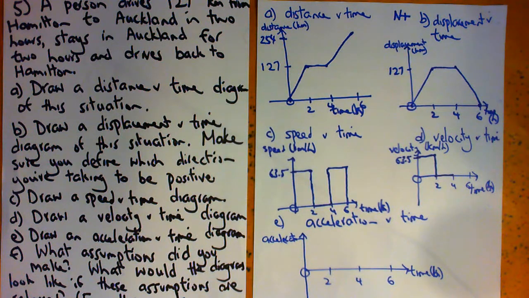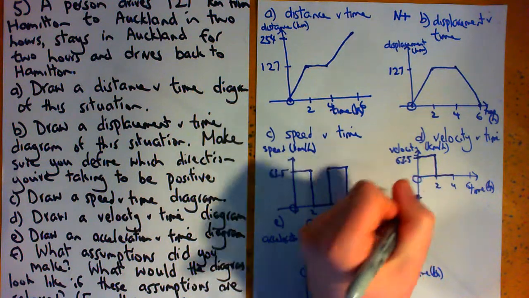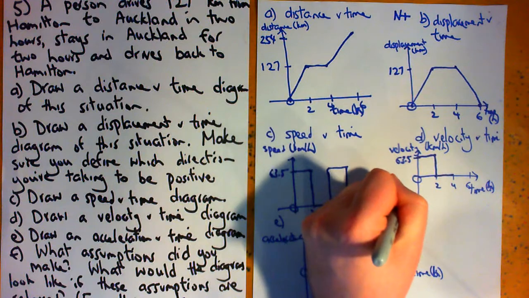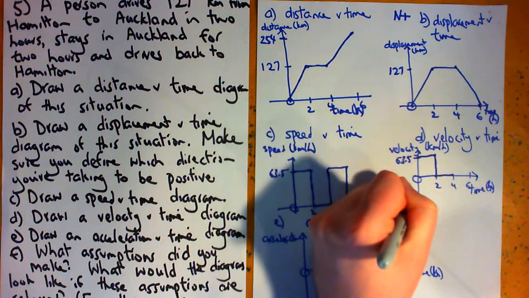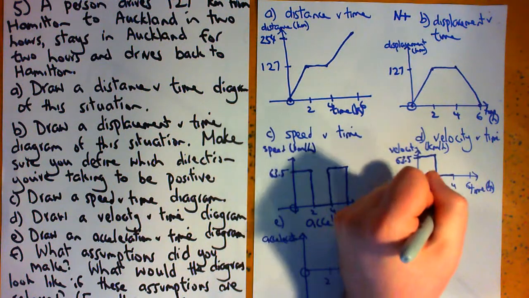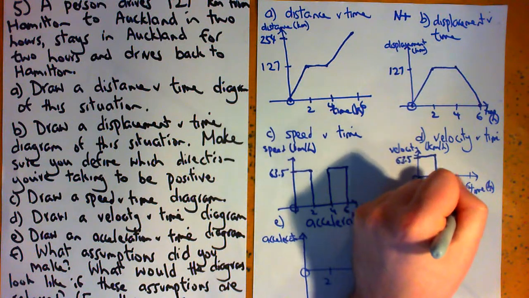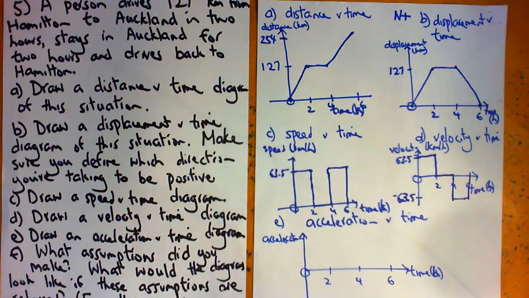But what about the return journey? They're travelling southbound, they're travelling from Auckland back to Hamilton, so they are travelling in the negative direction. So the velocity during those 2 hours is going to be negative 63.5. So it's a negative velocity for the return journey.